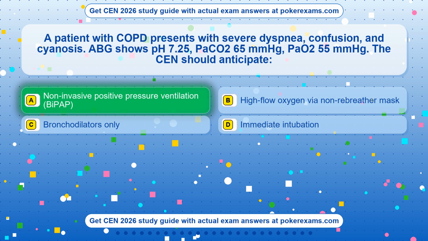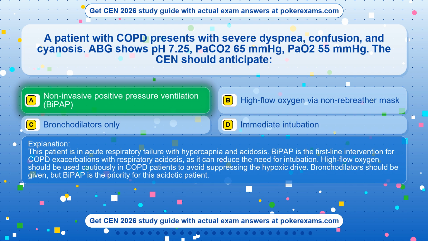Non-invasive positive pressure ventilation, BiPAP. This patient is in acute respiratory failure with hypercapnia and acidosis. BiPAP is the first-line intervention for COPD exacerbations with respiratory acidosis, as it can reduce the need for intubation. High-flow oxygen should be used cautiously in COPD patients to avoid suppressing the hypoxic drive. Bronchodilators should be given, but BiPAP is the priority for this acidotic patient.